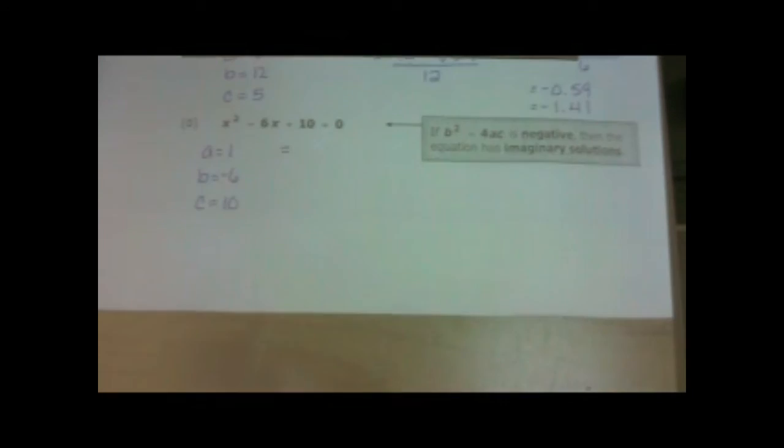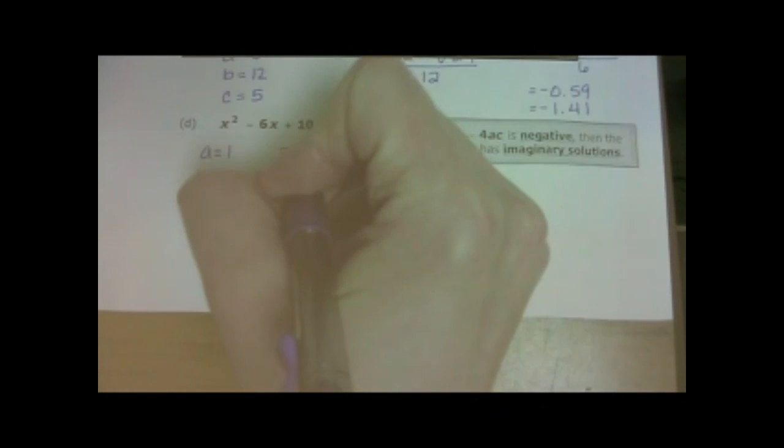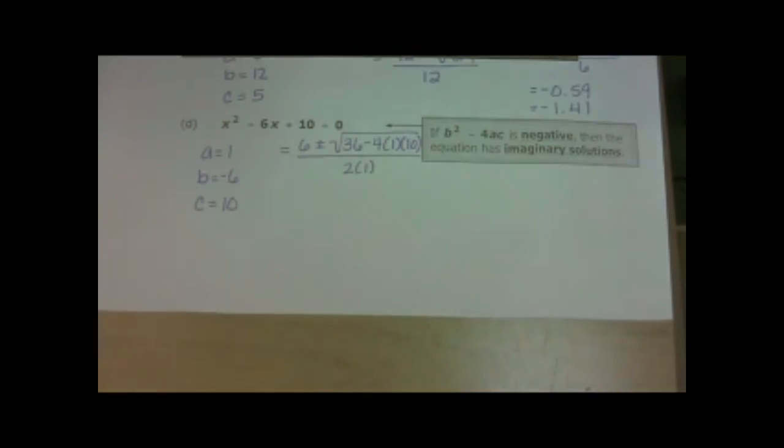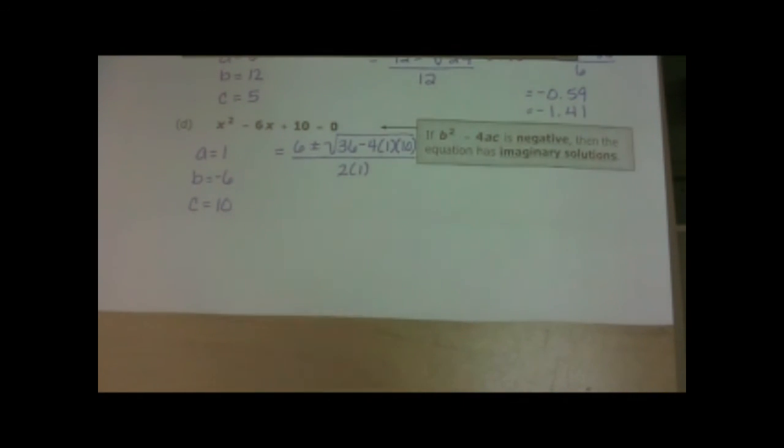So let's go ahead and put this in our formula. We start with negative B. Well, B is negative 6. The negative of that, negative, gives you a positive. So it's positive 6 plus or minus the square root of B squared is negative 6 times itself, which gives us 36, minus 4 times A, which is 1, times C, which is 10, divided by 2 times A, which is 1. So let's go ahead and do this math.